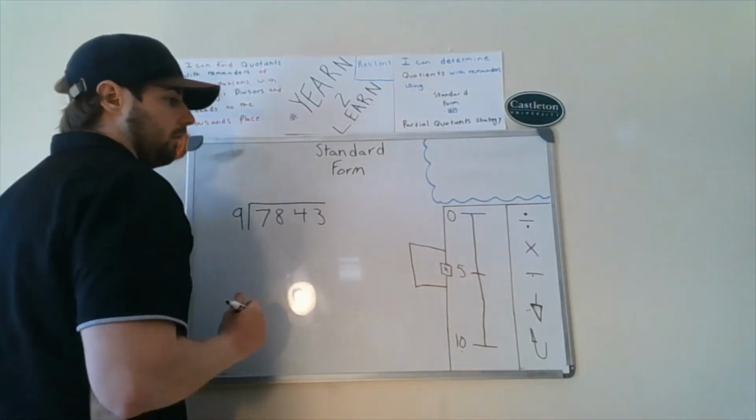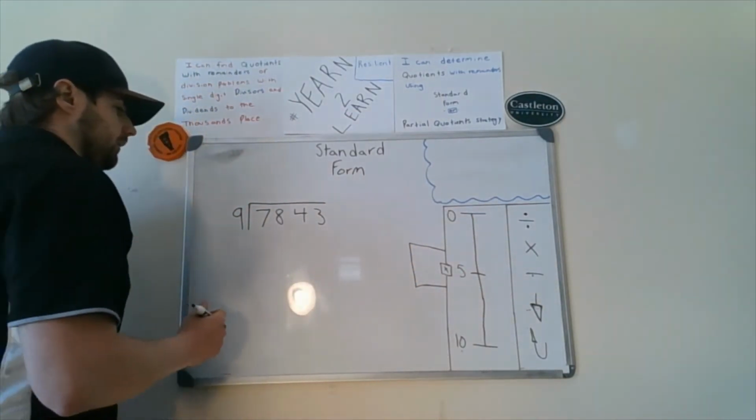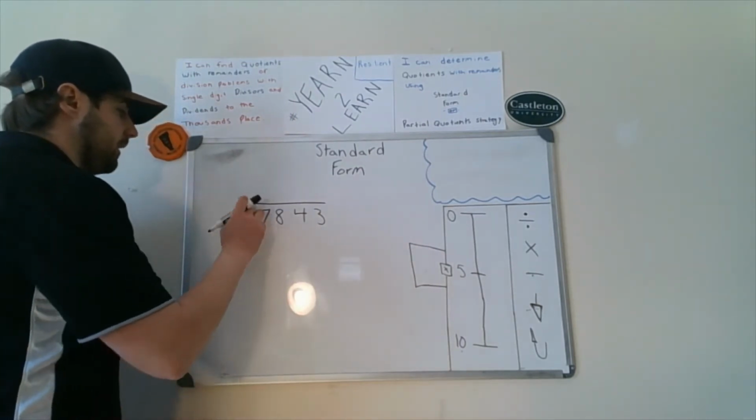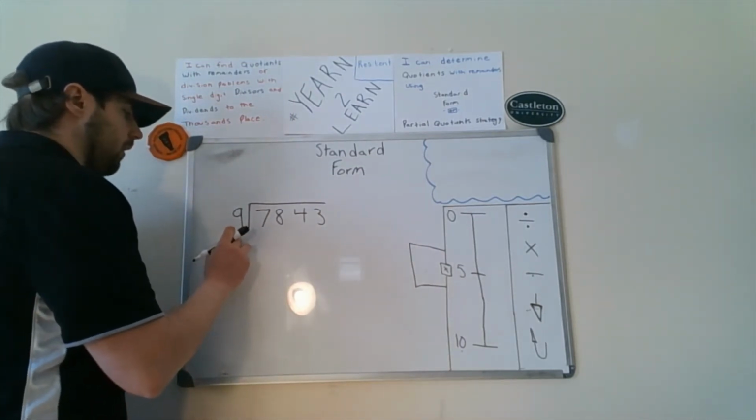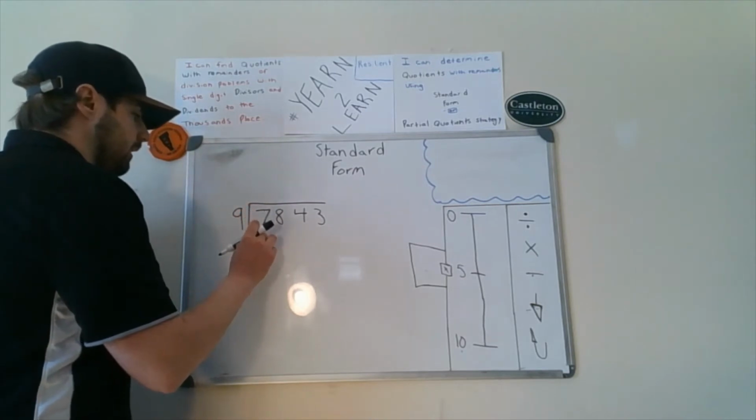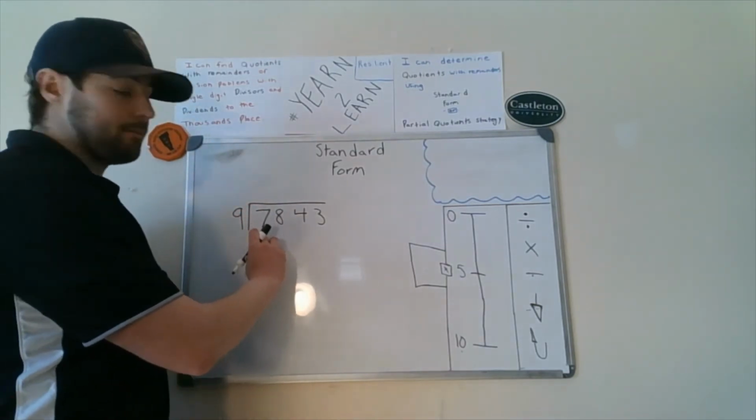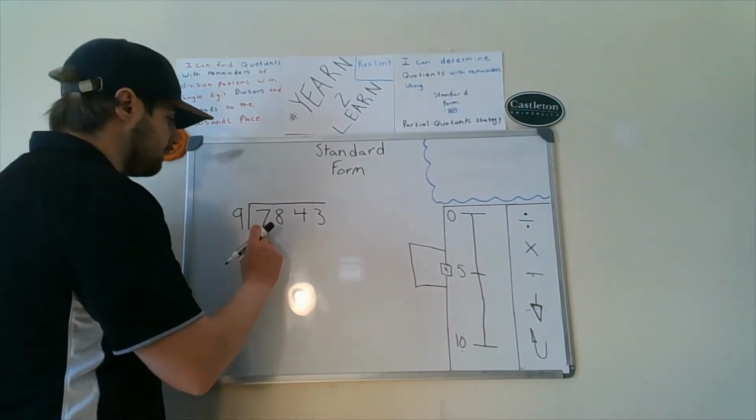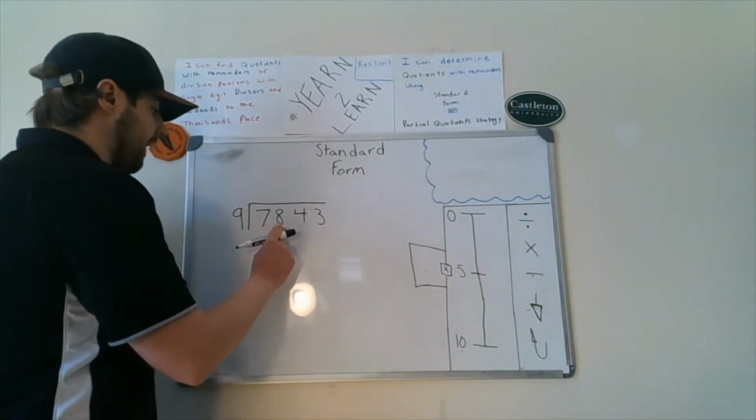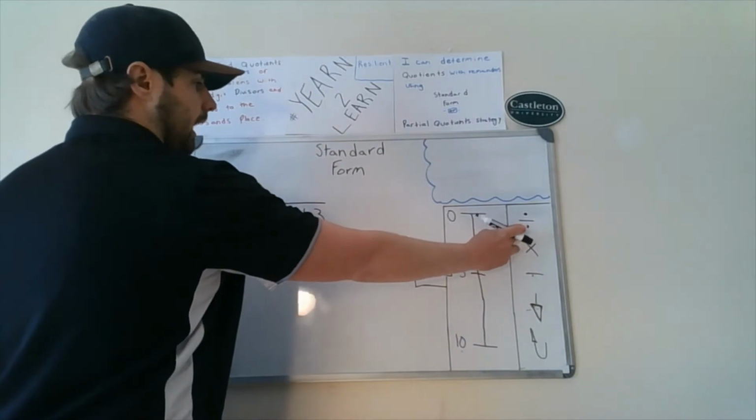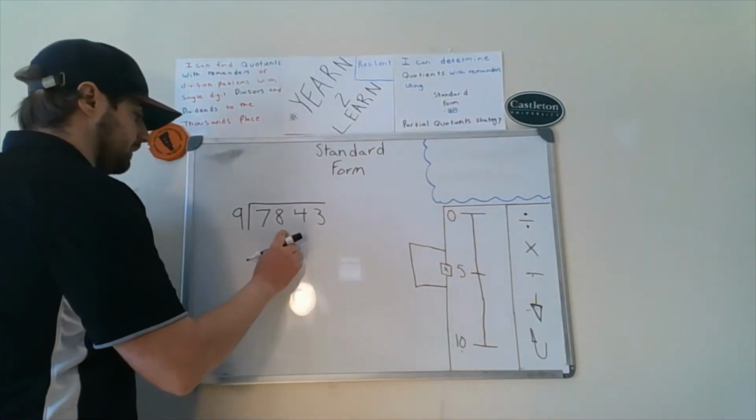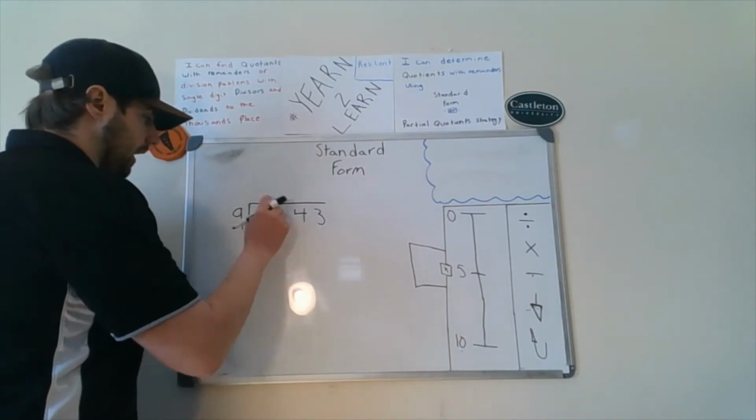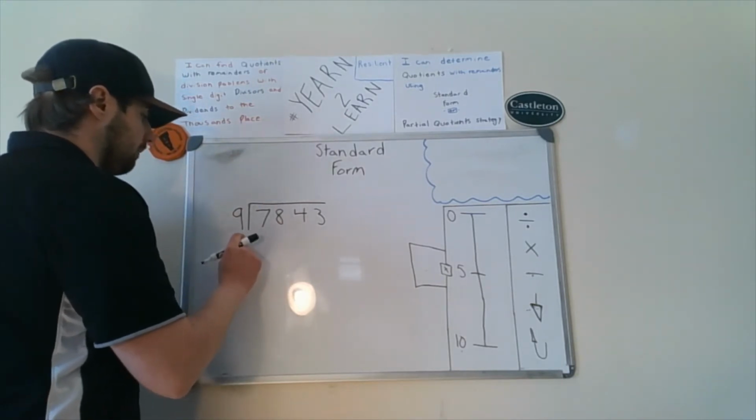So starting off with dividing, I'm thinking to myself, can 7 be divided by 9? Or can 9 go into 7? Absolutely not. I know that because 7 is a smaller number than 9. I need to move over to my next place value. So, still dividing, I need to divide 78, or 7,800, divided by 9 into equal parts.